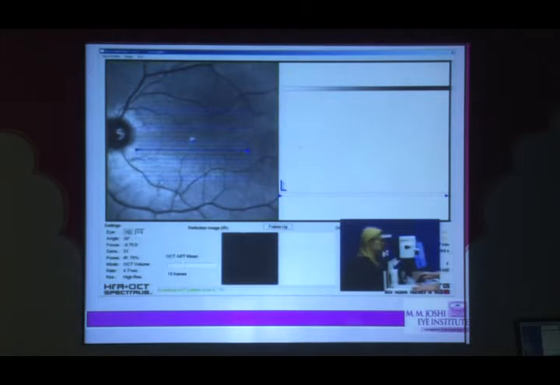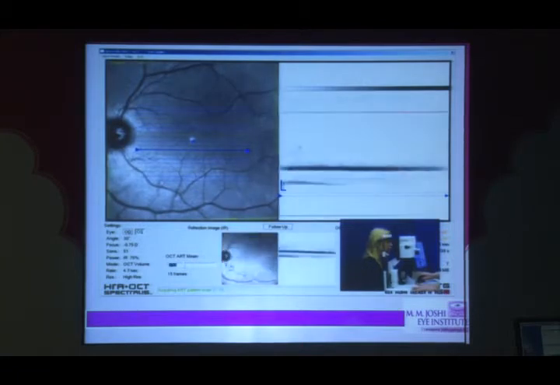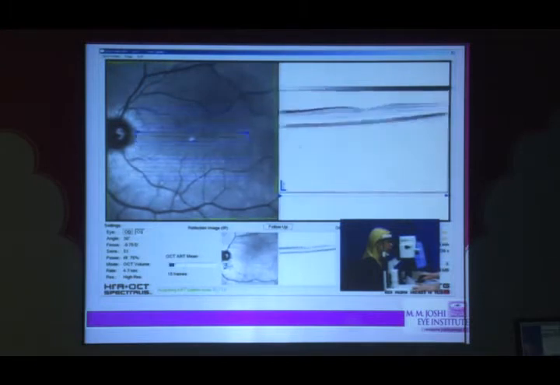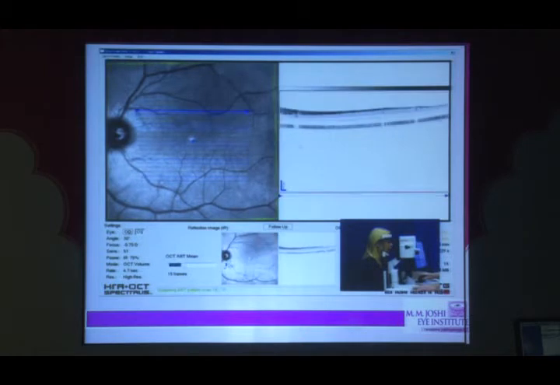You can see the raster. When she moves out, the scanning stops. And again, when she moves her head in, the scanning continues. So there is no chance that there can be any missed lesions on the posterior pole with the advent of the Spectralis or with the high-end machines.